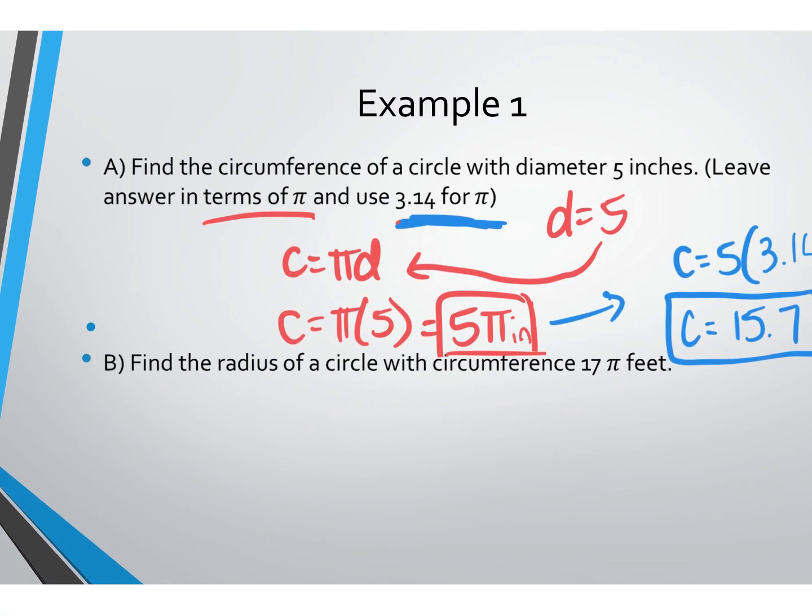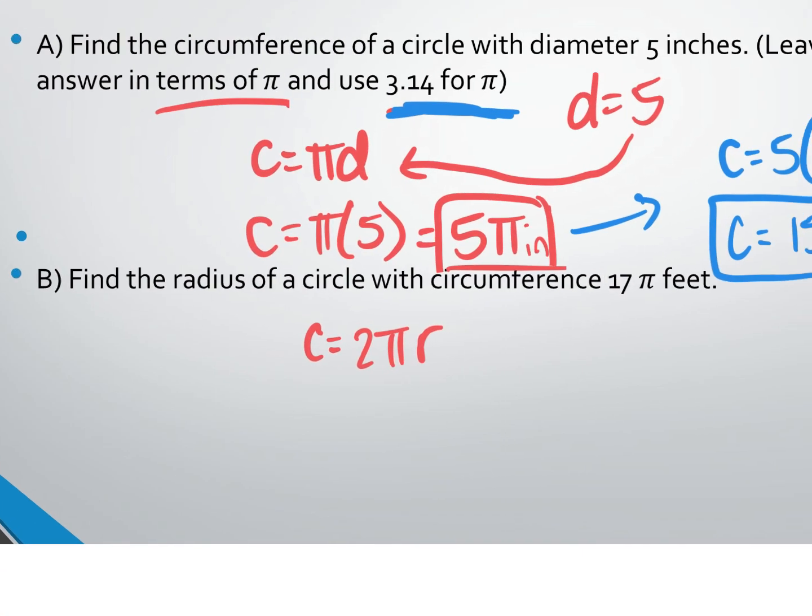All right. Part B says find the radius of a circle with a circumference of 17 pi feet. So now we're starting with the circumference. We now have to find the radius. What's the radius formula for circumference? C equals what? Pi r squared? No, that's area. 2 pi r. Very good.